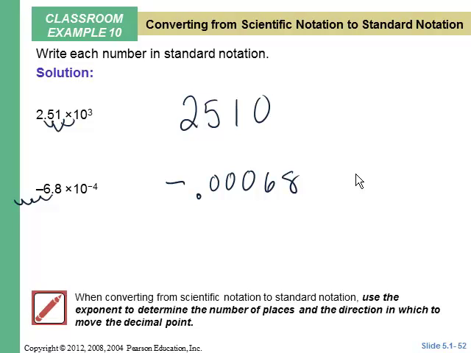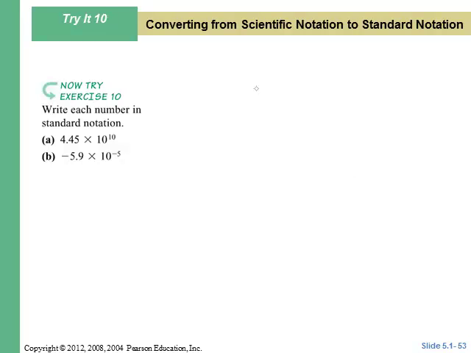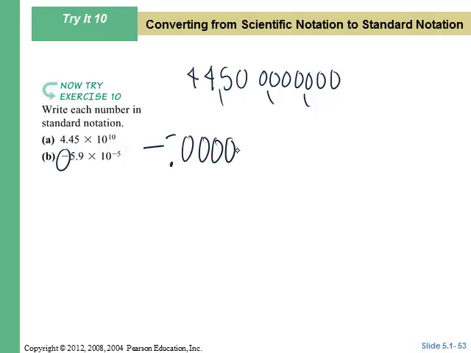How about this one? 4, 4, 5. That's only moved 2 places. 3, 4, 5, 6, 7, 8, 9, 10. Count off your groups of 3. So it's 44,500,000,000. Negative sign, that's that. And we're going to move the decimal point 5 places, which means we're going to have 4 zeros, a 5, and a 9.